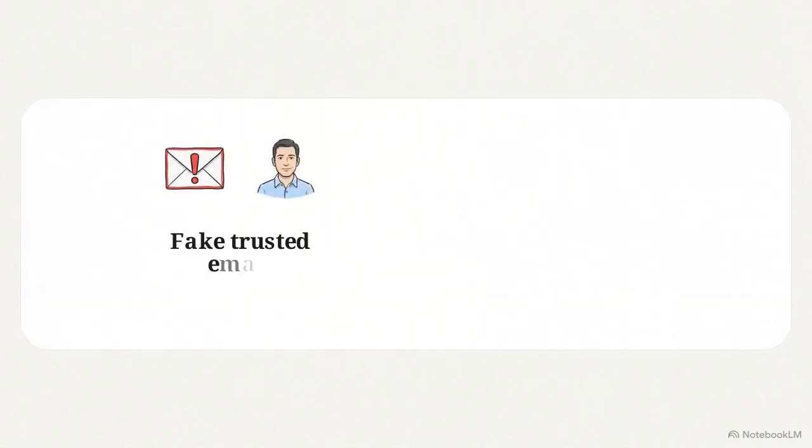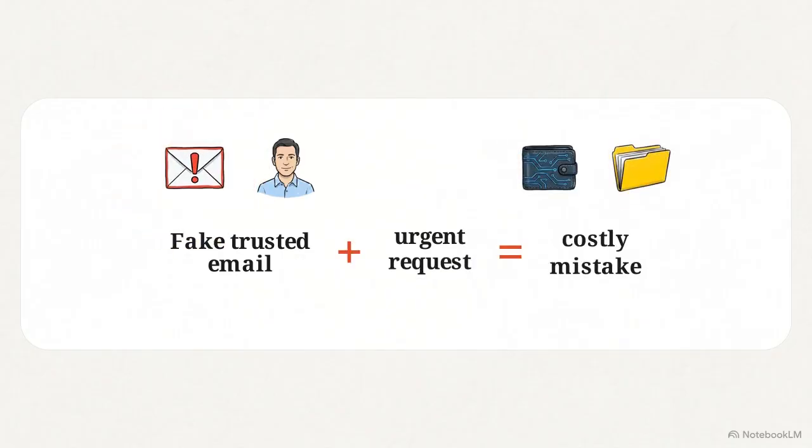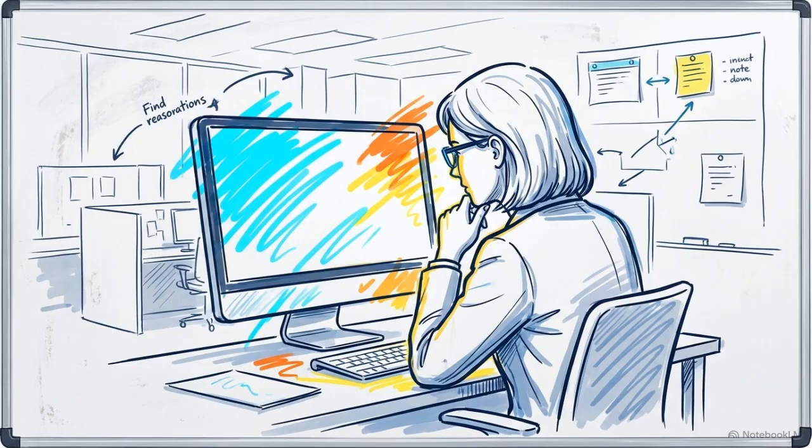As the equation shows, attackers use the appearance of authority and a manufactured deadline to force a costly error. Criminals know that modern email filters catch most malicious software. Instead of trying to hack the computer itself, they target the person sitting in front of the keyboard by exploiting professional instincts like helpfulness and responsiveness.